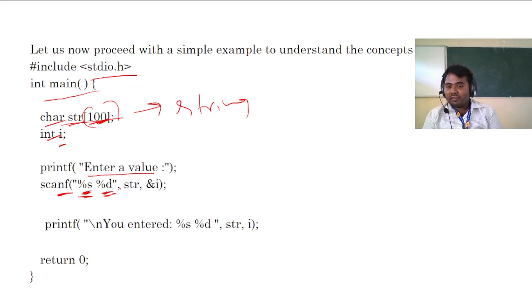After the comma, you can observe the variables str and I. While storing the value, we must give the address of the variable. I think I should first explain what an address is. If I create a variable something like int I, what happens?